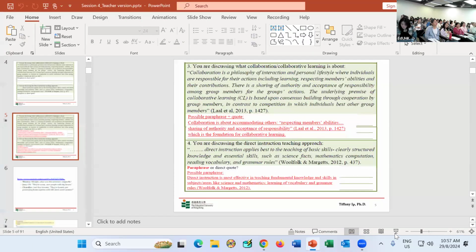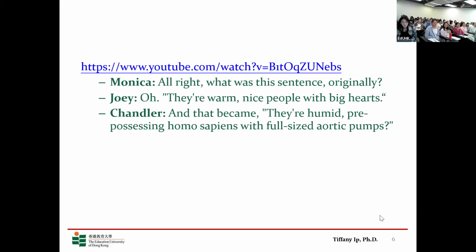Like here is the example from the video. They're warm, nice people with big hearts, and then warm and humid is not an exact synonym, but maybe Joey sees words like that are all about describing the weather. Yeah, so warm and humid can both be used to describe the weather. But then warm can be used to describe people as well, while humid cannot. Okay, so you need to know that.